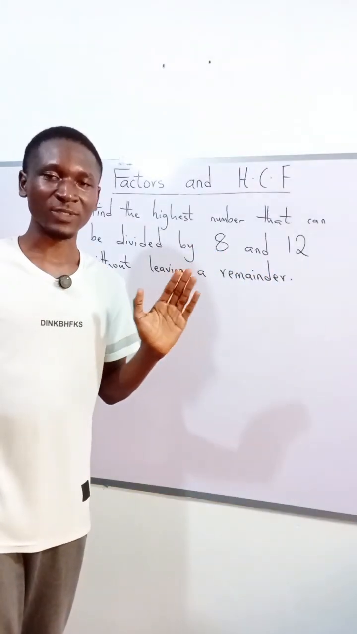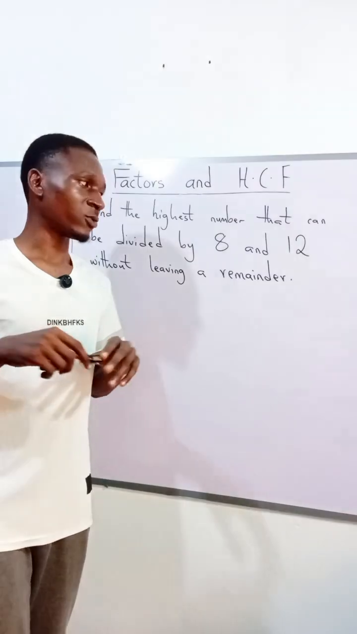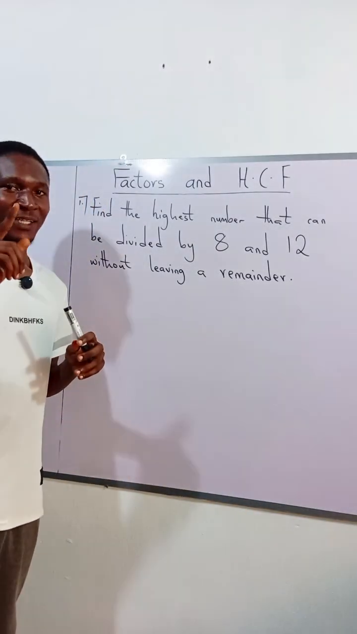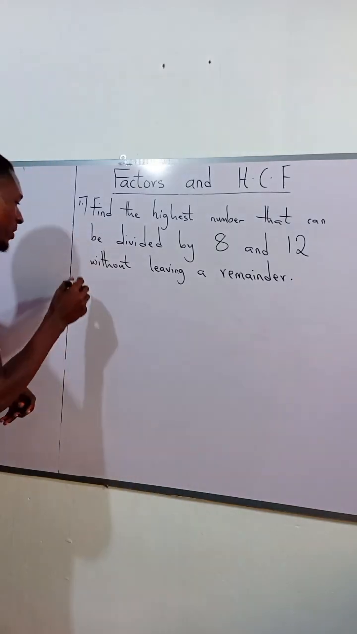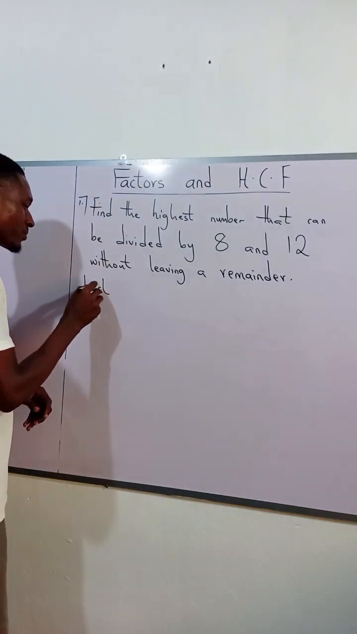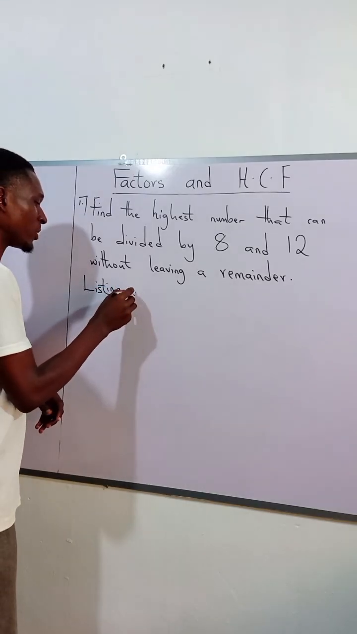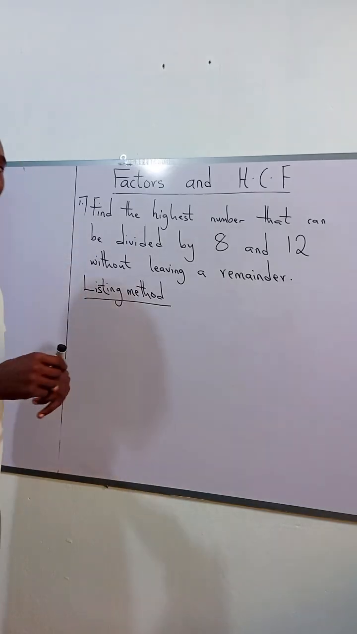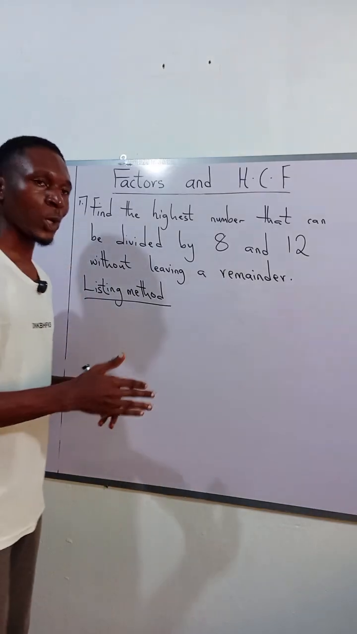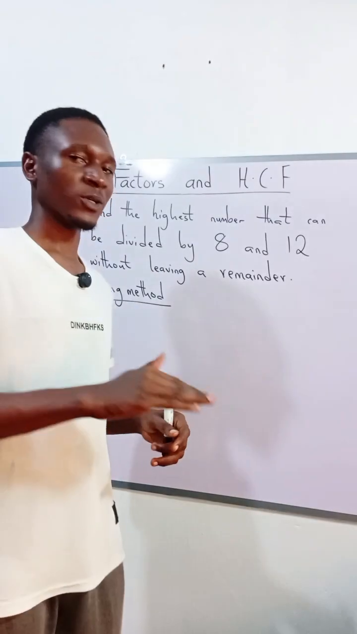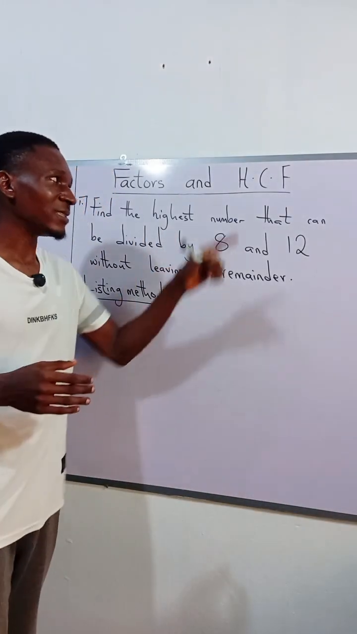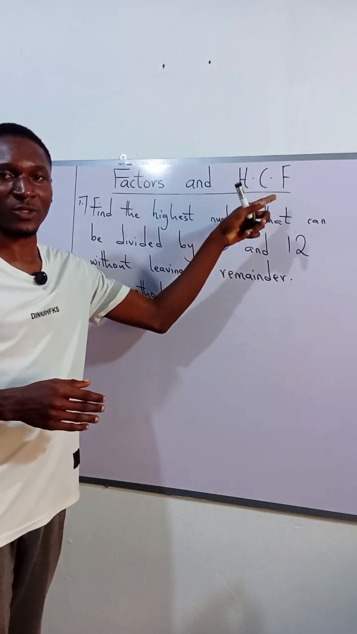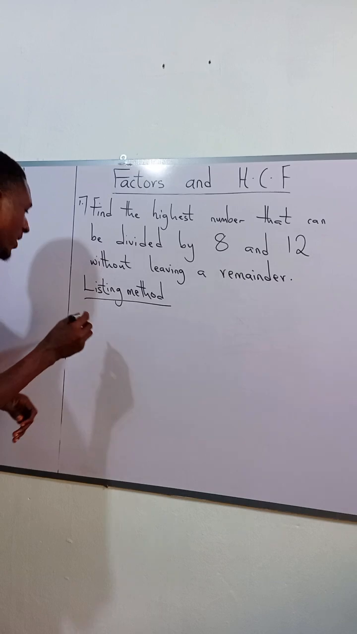We are going for the first method, which is the listing method, just like in LCM. Remember, in LCM we also had the listing method. In the listing method, what do we do? In the LCM, we are dealing with multiples. Then we write out the multiples first, then we go to the common multiples before we now go for the lowest common multiple. But for the HCF, we write the factors first, then we write the common factors, then we go for the highest common factor. So first of all, we are going to write the factors.